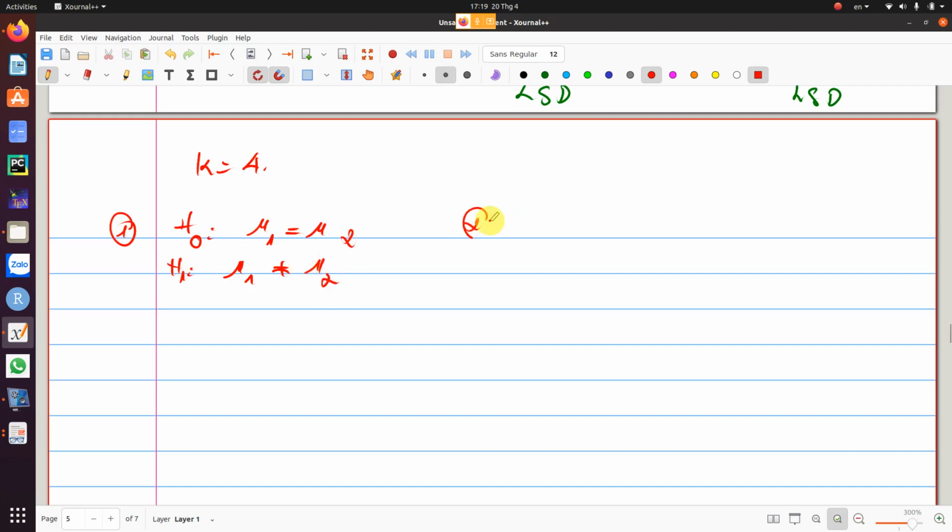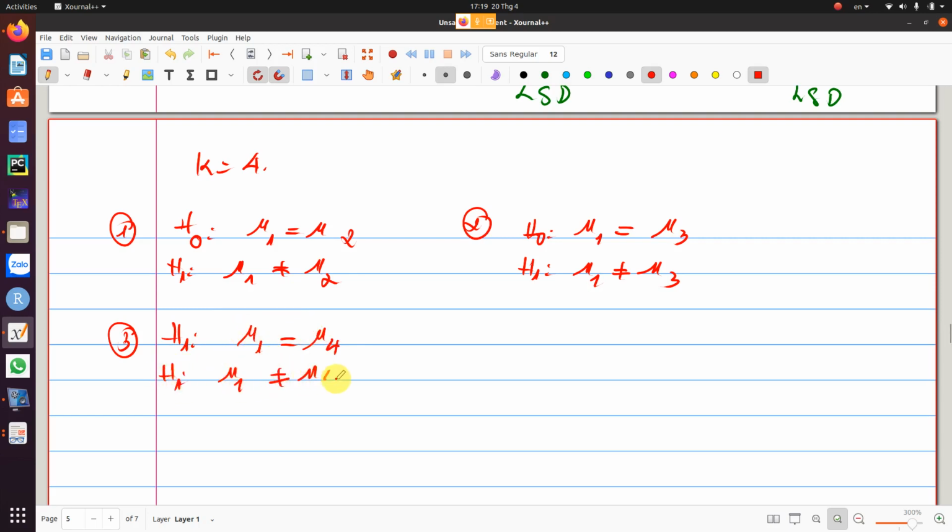Number 2: H0 is mu1 equals mu3, and H1 is mu1 different to mu3. Number 3: H0 is mu1 equals mu4, and H1 is mu1 different to mu4. Number 4: we have H0 is mu2 equals mu3, H1 is mu2 different to mu3.